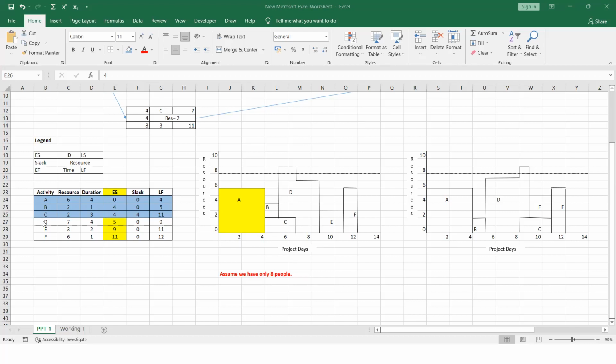Right. So the D activity, the next one is D activity. For the D activity, early start is 5. So early start is 5 means this point, right? Now also you can see early start for the D activity is 5 here.